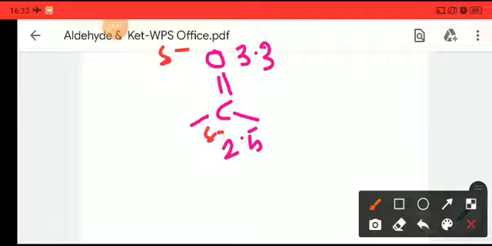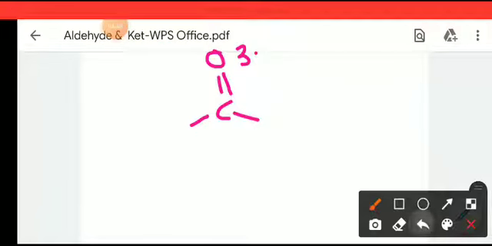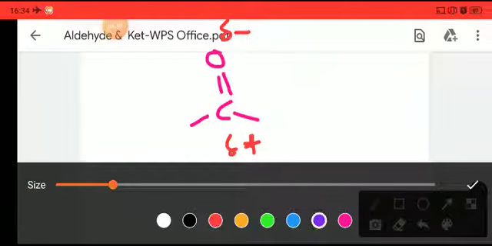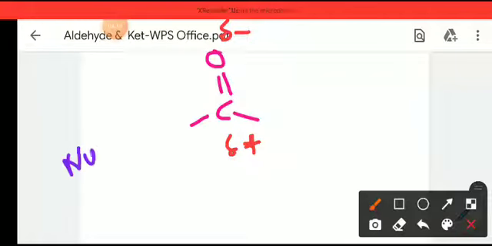So here we can easily say that oxygen is delta minus and carbon is delta plus. When a nucleophile attacks, suppose this is a nucleophile, a nucleophile is an anionic species or any species with a lone pair.